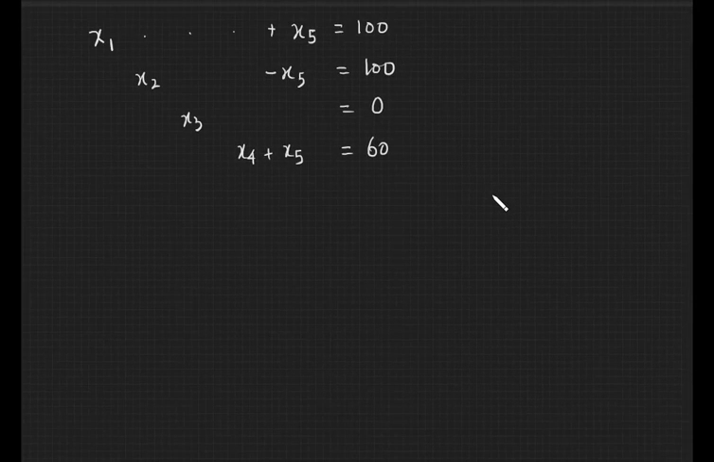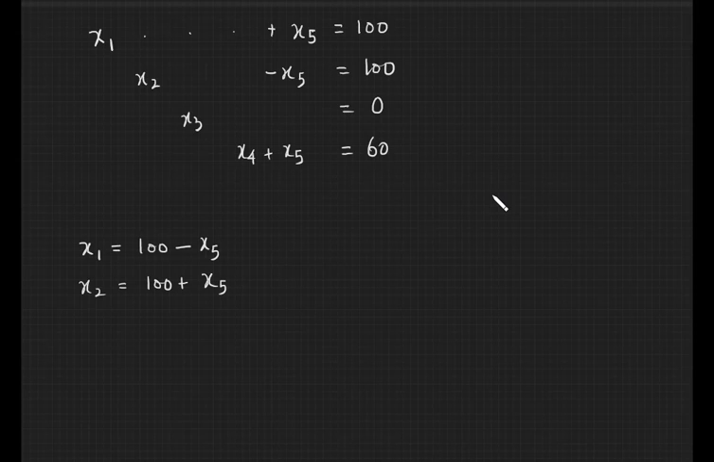Rewriting this system of linear equations, we can write down x1 is equal to 100 minus x5, x2 is equal to 100 plus x5, x3 is equal to 0, x4 is equal to 60 minus x5. Here x5 can be considered as a free variable.